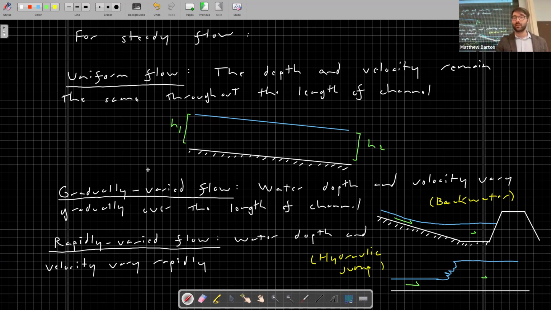So these are the main cases that we'll be talking about in this class. For the next couple of weeks, we'll be talking about uniform flow. After that, we'll cover rapidly varied flow, particularly hydraulic jumps. And then towards the final part of the class, we'll be talking about how we can simulate gradually varied flow. Often these different regimes can all work together in a channel system.